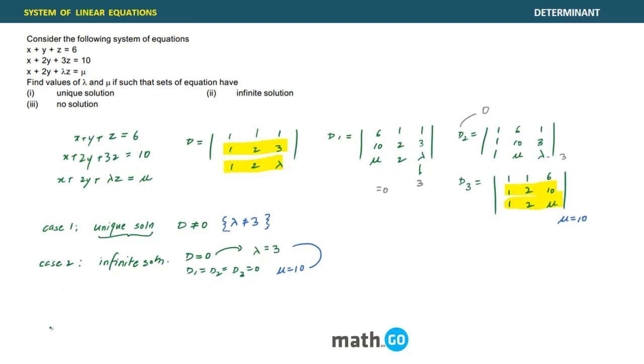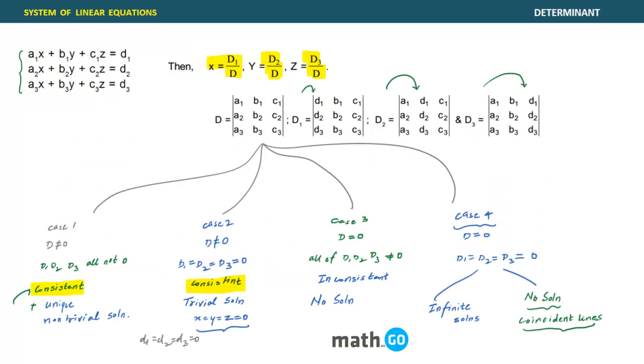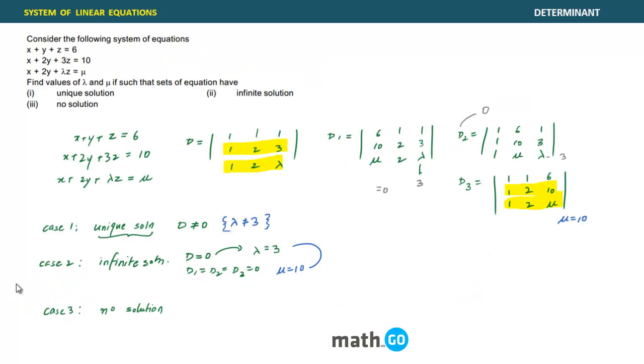Now case 3 asks you about no solution, right? So for no solution, what will be the criteria? Just go back and see. You have no solution when d is equal to 0 but d1, d2, d3 are not all equal to 0. Then the short answer is that you will have no solution.